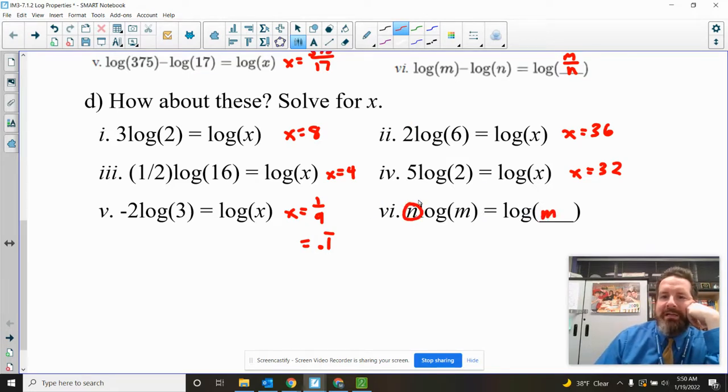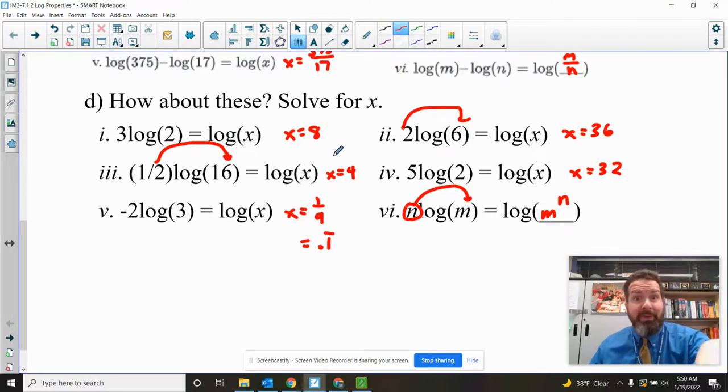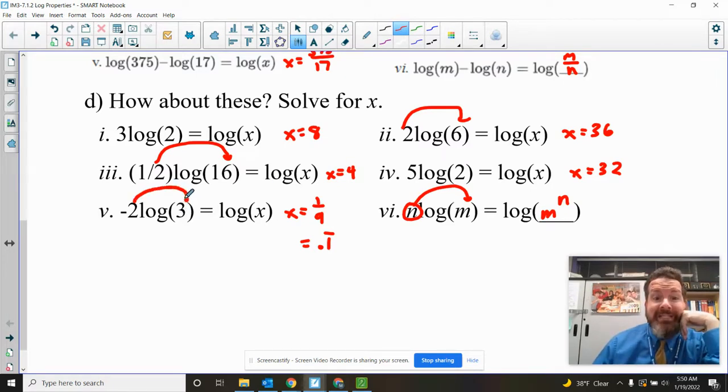What you're seeing is that this coefficient in front acts like an exponent when it moves inside. 6 to the power of 2 is what gives us 36. 16 to the power of 1/2 is what gives us 4. Remember, a 1/2 exponent means a square root. Square root of 16 is 4. 3 to the negative second is what gives us this 1/9. 3 to the second is 9. The negative exponent flips it upside down.